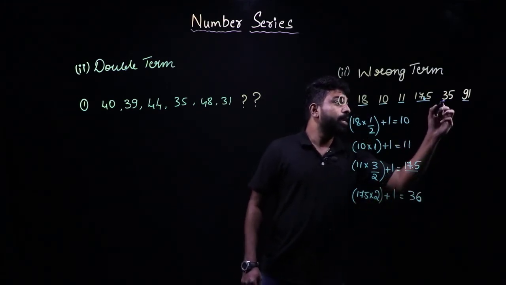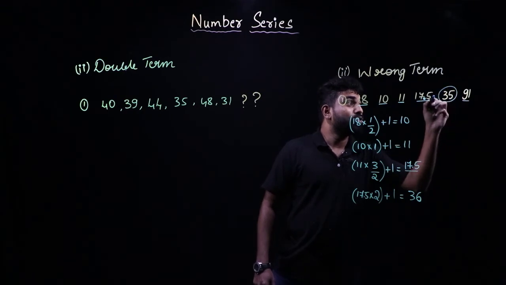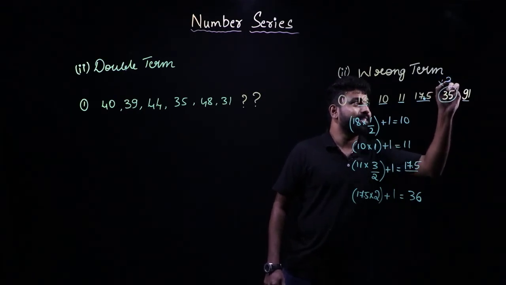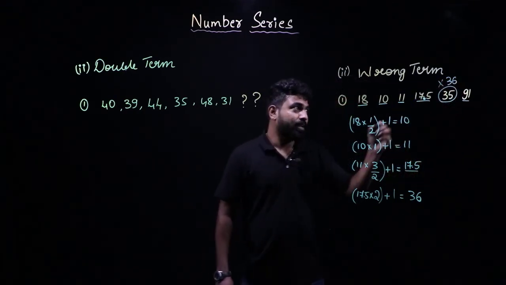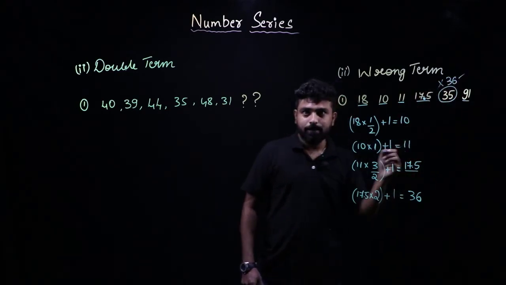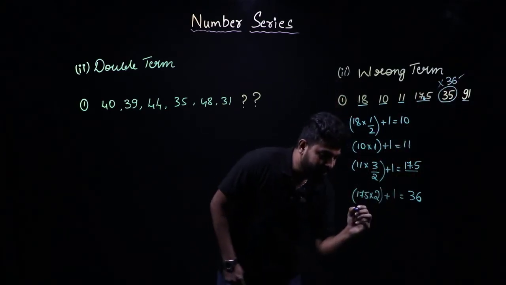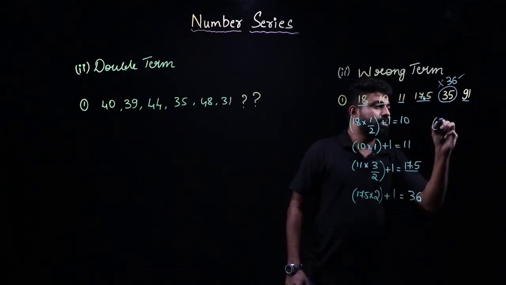So what's my next term here? Next term is 35. So that is the wrong term. It should be 36. So let me verify that. Let me verify if 36 is the right answer. How to do that? Let me take 36 here.